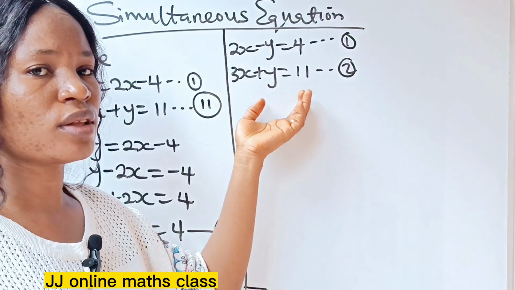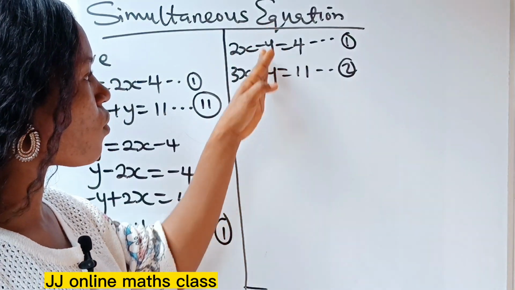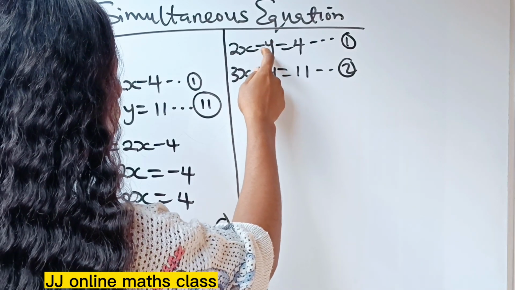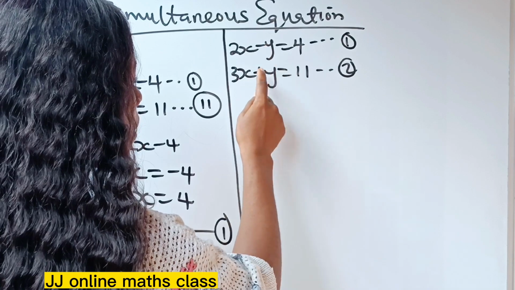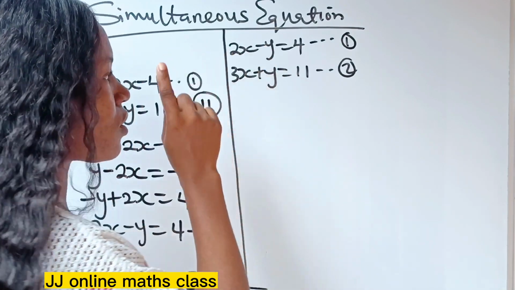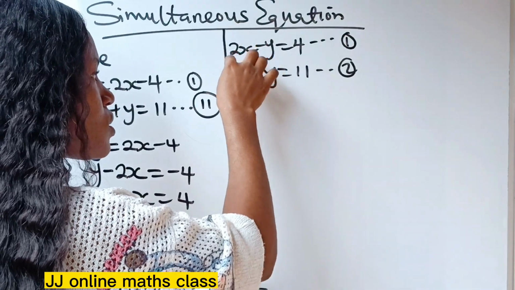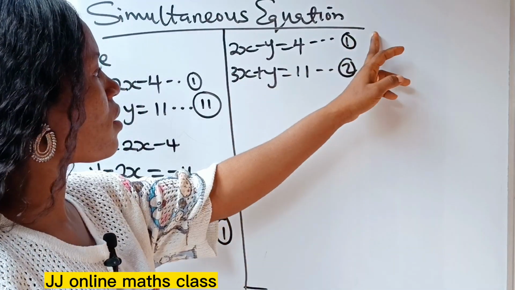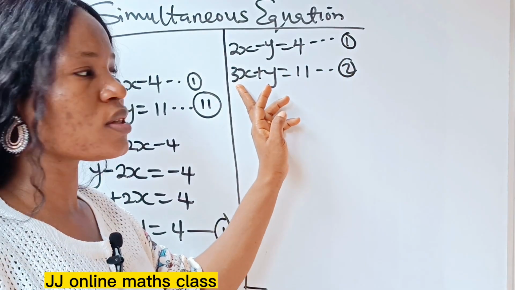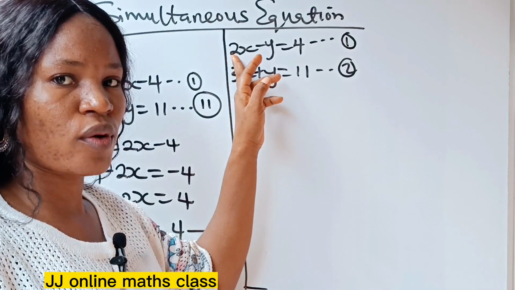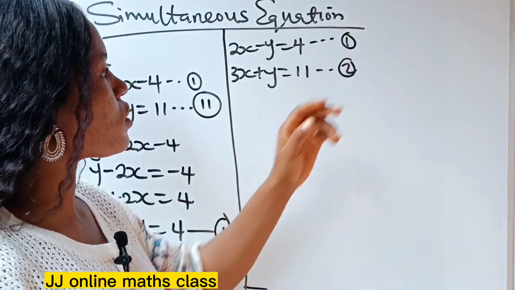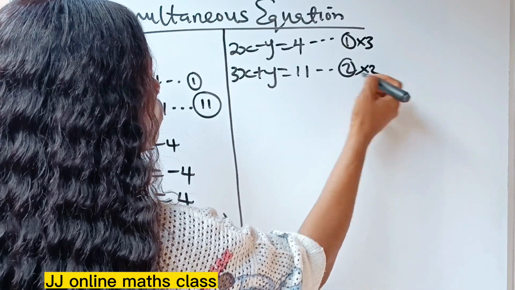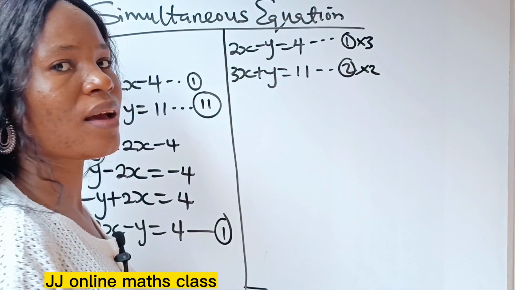I'm going to make use of the elimination method to solve this. To use the elimination method, you need to make the coefficient of one of the variables the same. What do I mean? For our y, the coefficients are minus 1 and plus 1. For x, the coefficients are 2 and 3. I want to make their coefficients the same, and the only way to do that is to multiply the first by the coefficient of the second, and multiply the second by the coefficient of the first. So I'm going to multiply equation 1 by 3, and equation 2 by 2.